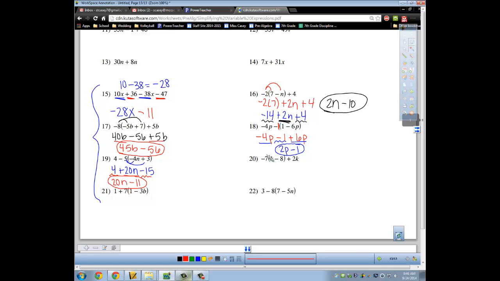Number 20, negative 7 times k is negative 7k. Negative 7 times a negative 8 is a positive 56. Then bring down the plus 2k. Negative 7 plus 2 gives me a negative 5k. And then bring down the plus 56.